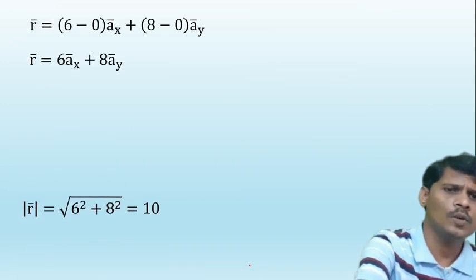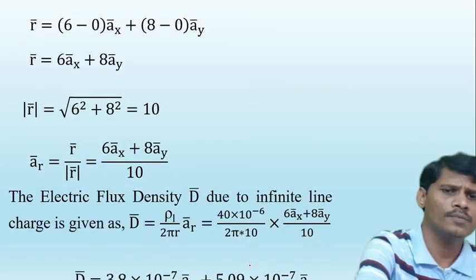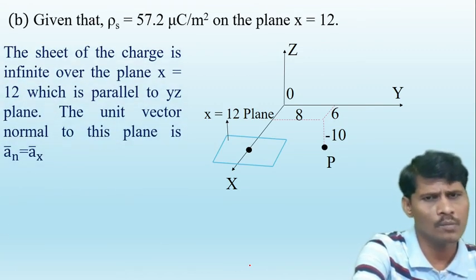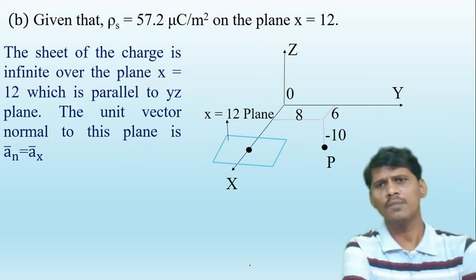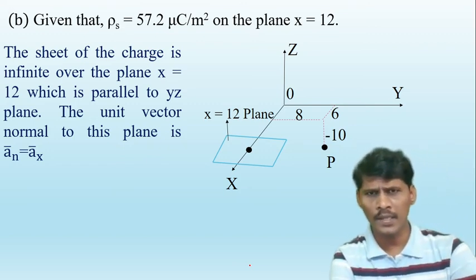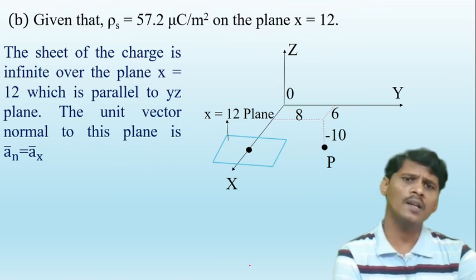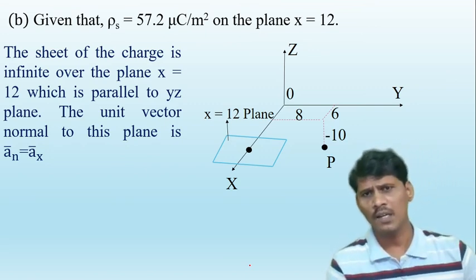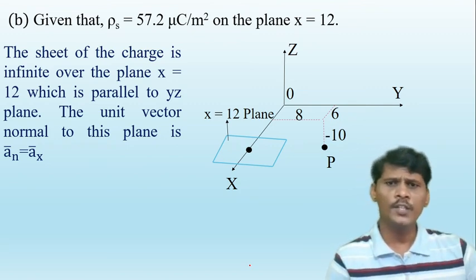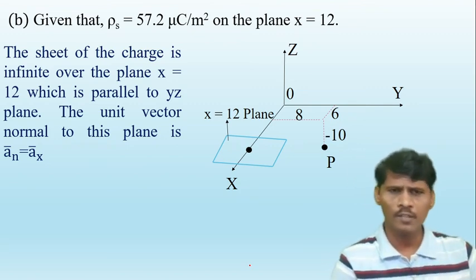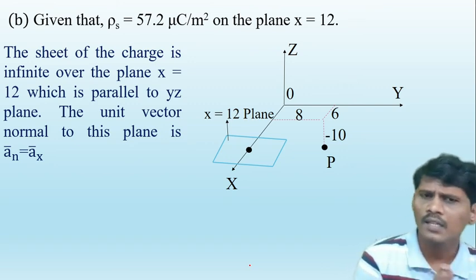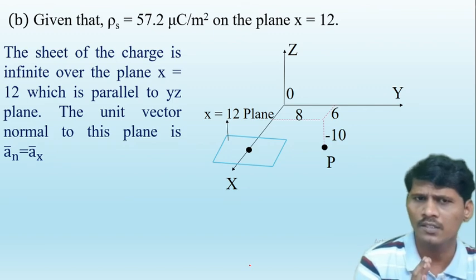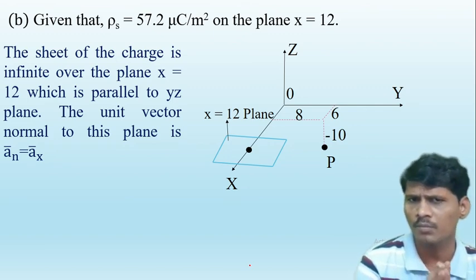X is equal to 12. The surface charge density is placed at x equal to 12 meters. The sheet of charge is infinite over the plane x equal to 12, which is parallel to the yz plane. The unit vector normal to this plane, a n bar, is equal to ax bar. Calculate the electric flux density at point P, that is 6, 8, minus 10.